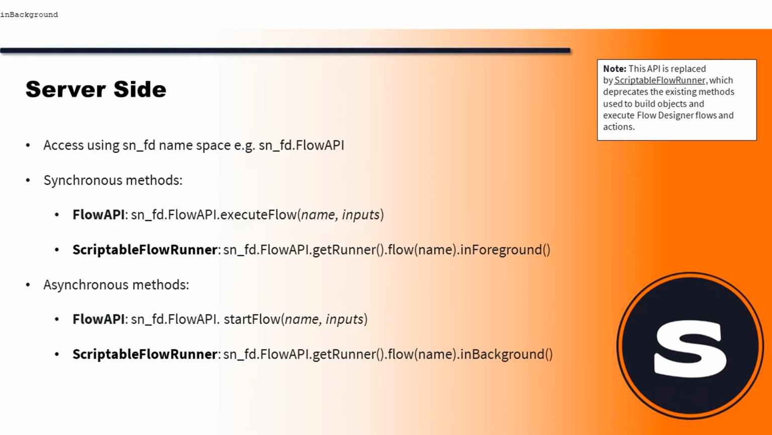For asynchronous methods, if you look at FlowAPI, we've got startFlow, so it's similar to the synchronous methods. We just change from execute to start. The parameters that you pass in are the same: the name of the flow and the input object. If we look at the ScriptableFlowRunner asynchronous example, it starts off the same as the synchronous one. We've got .flow, but then at the end we've got inBackground. So synchronous equals foreground, asynchronous equals background. And I just want to point out this, okay?